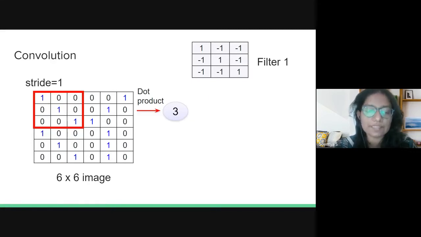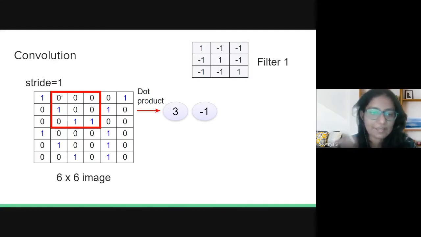Now, this is known as a strided convolution. When your stride is 1, you basically move this window by 1. So it's over here. Now the dot product for this is minus 1, because minus 1 into 1 is minus 1. Minus 1 into 1 is minus 1, so we've got minus 2. And finally 1 into 1 is 1. So minus 2 plus 1, you get minus 1. As it strides across, you will get a vector of length 4.